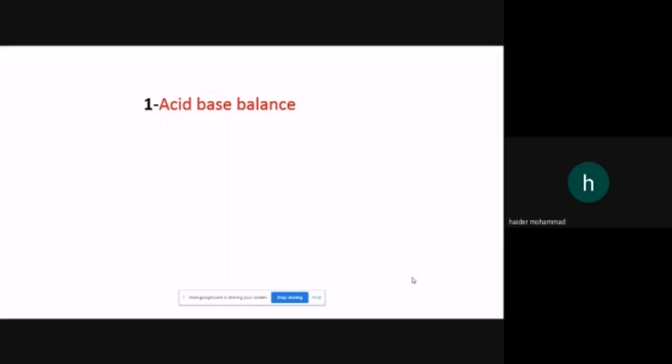The second topic is disorders of calcium. We're going to talk about the disorders of calcium, and the organs that play a significant role in making homeostasis for calcium. Third topic is tumor markers, and this is a short subject.